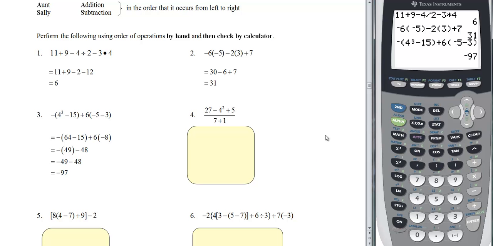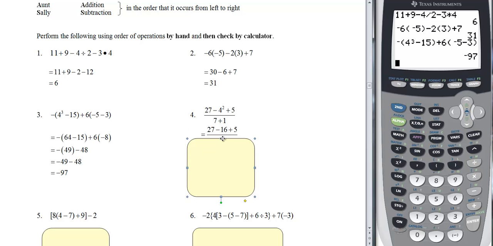Okay, next problem. A fraction bar is a grouping symbol. I've got to get an answer in the numerator and an answer in the denominator before I can go do the division. So my denominator is already going to give me 8. I've got to go square this, so that'll give me a 16. So let's see if I did that. There's the 16 and the 8. Combine the top. Let's see, that would give me 11 plus 5, 16 divided by 8, or 2.